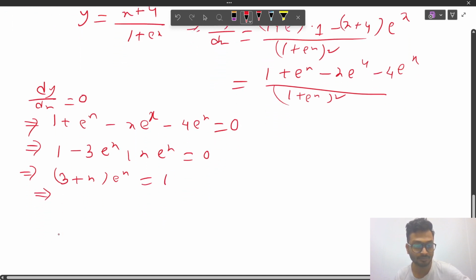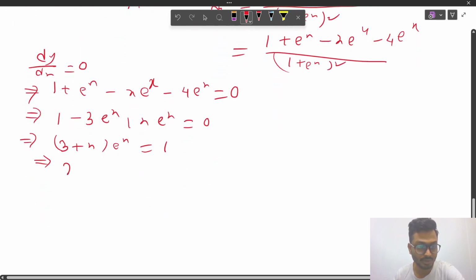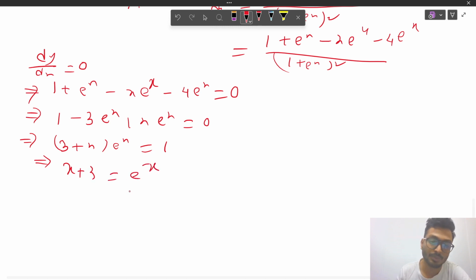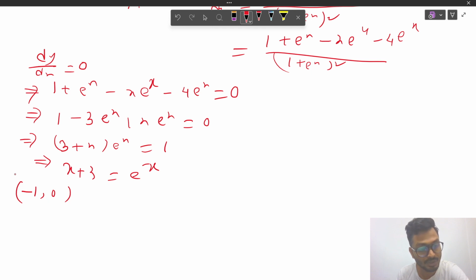This implies that x + 3 = e^(-x). If we get a solution for x here in the interval (-1, 0), then we can say that a critical point lies in this interval. Now we can see that we cannot solve this equation easily. Okay, so we will use a graphical method, right?